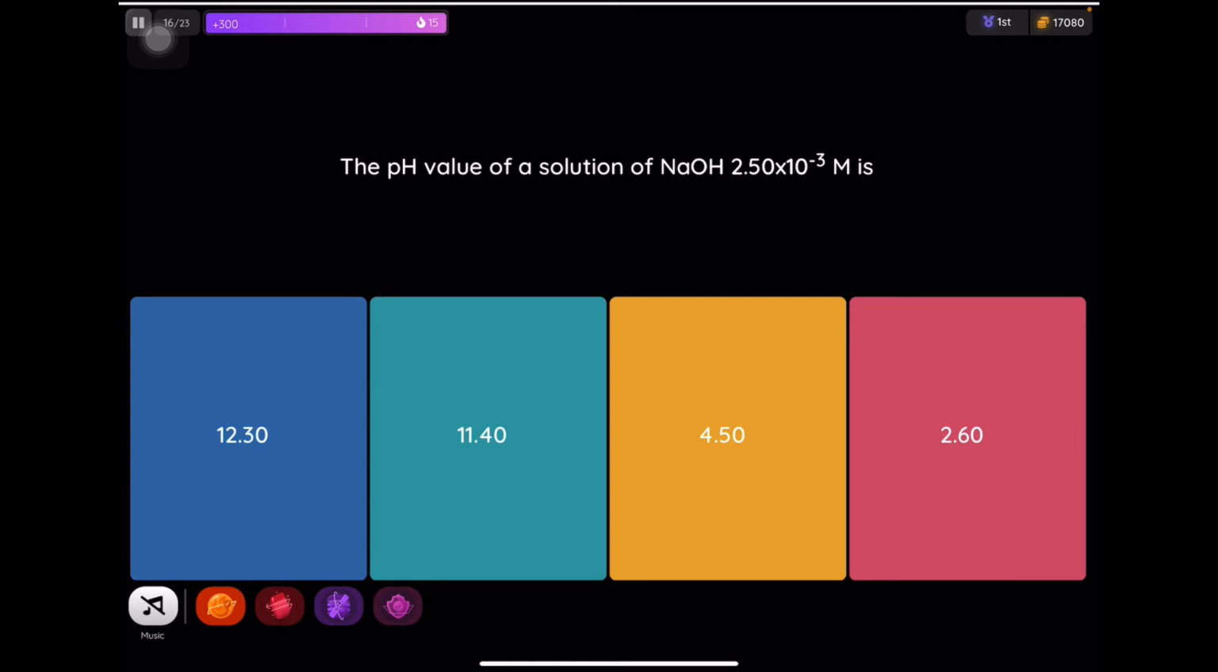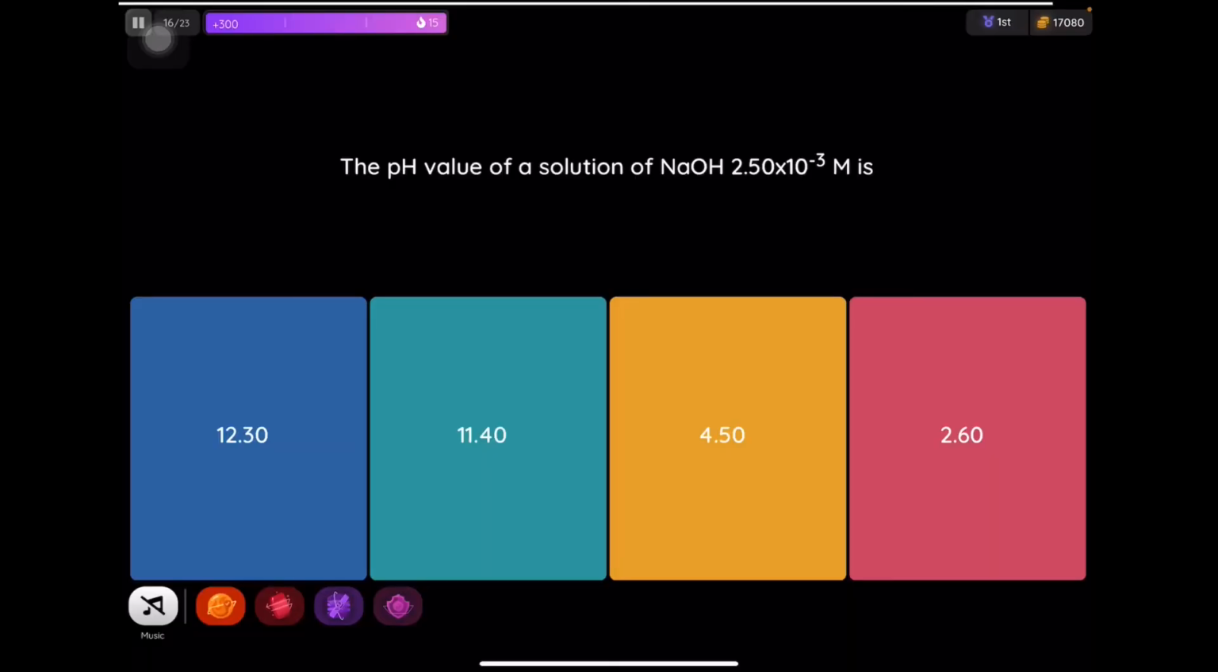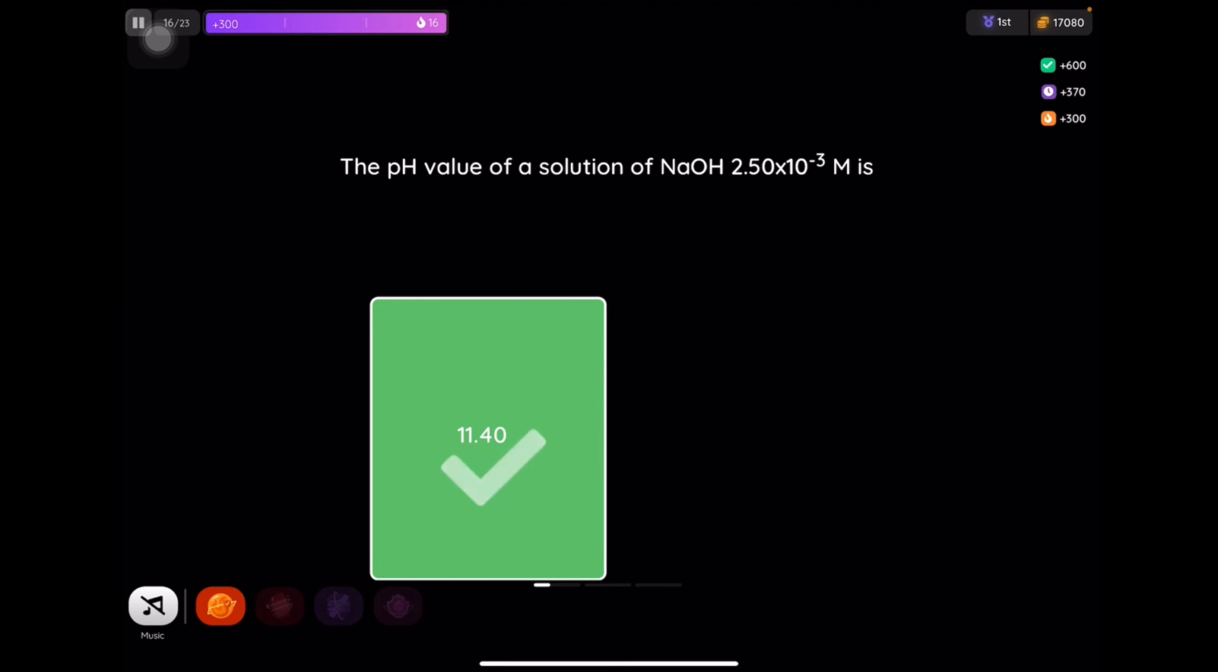The pH value of a solution of sodium hydroxide with concentration 2.5 times 10 to the power of negative 3 molar is? So first of all, you must realize that sodium hydroxide is a strong base, therefore it undergoes complete dissociation to produce hydroxide ions. Concentration of hydroxide ions would be 2.5 times 10 to the power of negative 3, and we can calculate pOH from there. Since the question is asking for pH, it would be 14 minus the value of pOH as shown in the calculation, and the answer would be 11.4.